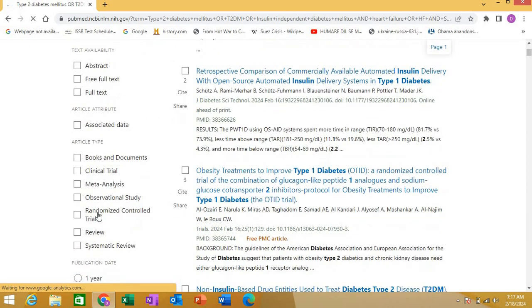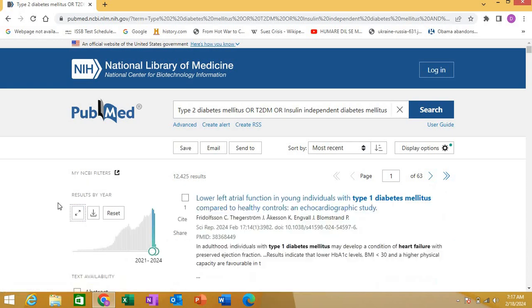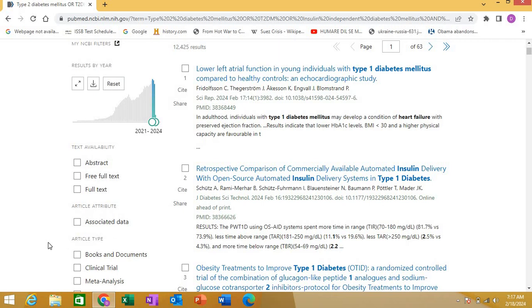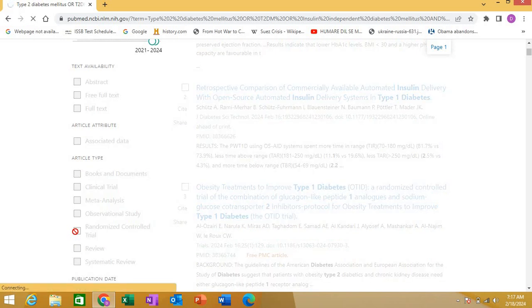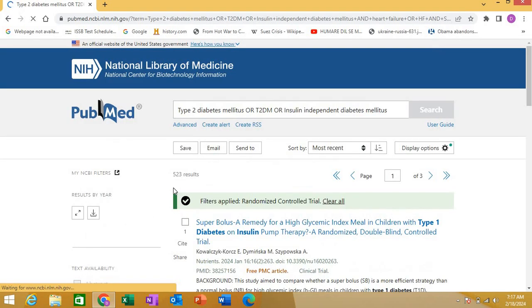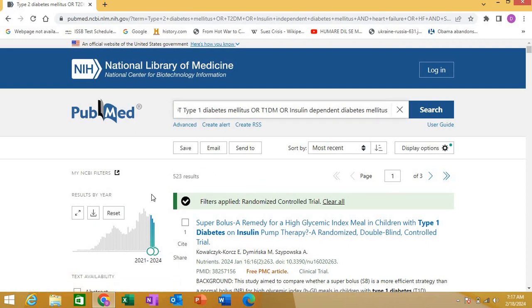And now, for example, I'm only looking at trials. There are not so many trials with semaglutide, obviously. So I want to see RCTs. I only wish to see randomized controlled trials of semaglutide interaction with type 2 diabetes and heart failure, and see, only 523 results. Now you can easily look into these 523 results and optimize your search. So this was the use of Boolean. I hope that you must have understood the use of these Boolean operators. Thank you.